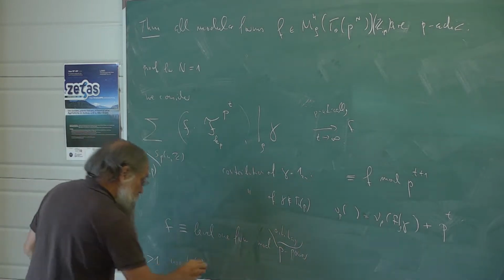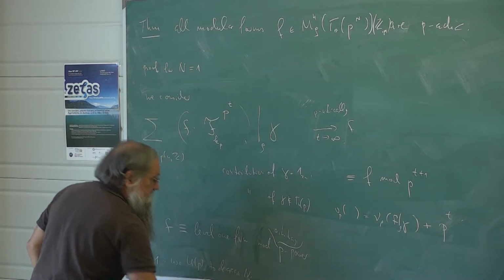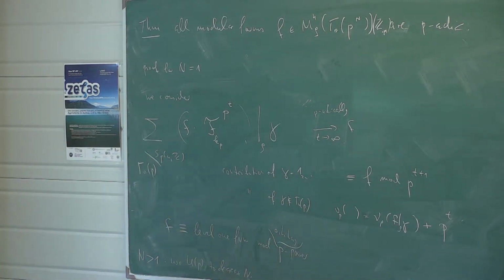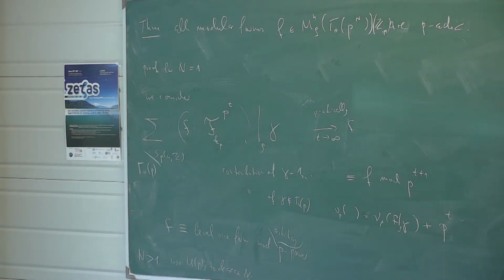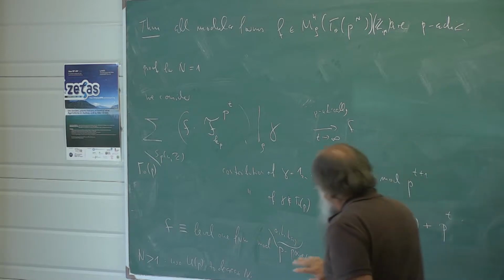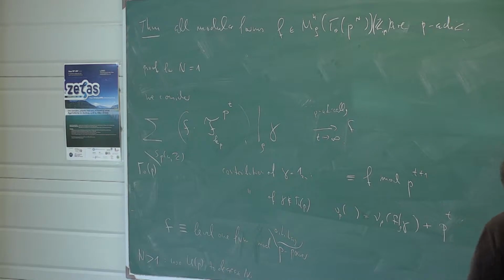Use U_p to decrease n. Now this is not so easy, in particular in the vector valued case, but this is the basic idea of what you can do. And again, in particular for the vector valued case, here you need some new idea. Okay.